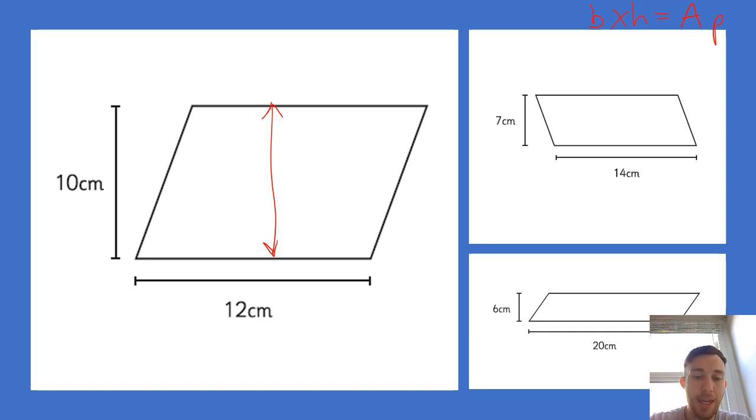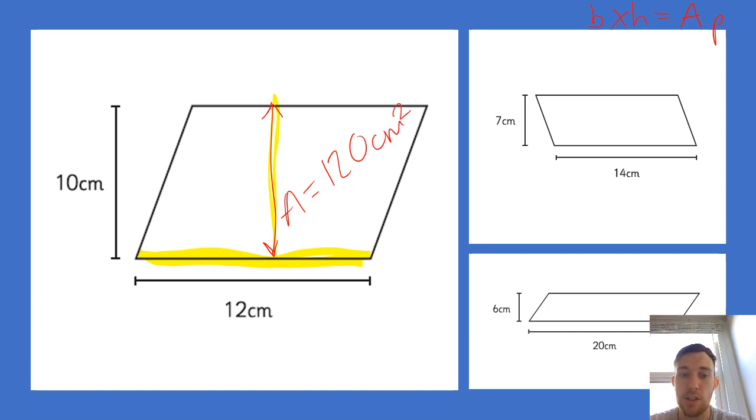So I can see here the base of my parallelogram is along the bottom, and then I'm going to multiply that by the perpendicular height. So I'm going to do 12 centimeters multiplied by 10 centimeters, and then that will give me the area of my parallelogram. And I don't need to do any calculating, just mental calculation, because 12 times 10 is 120 centimeters squared.